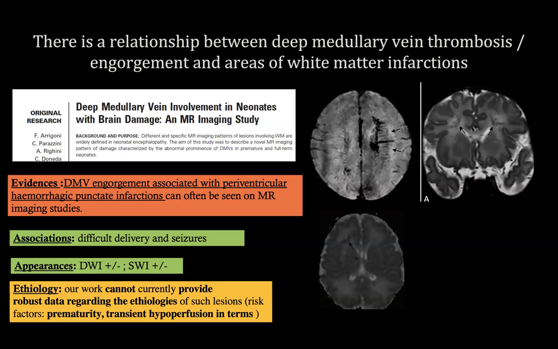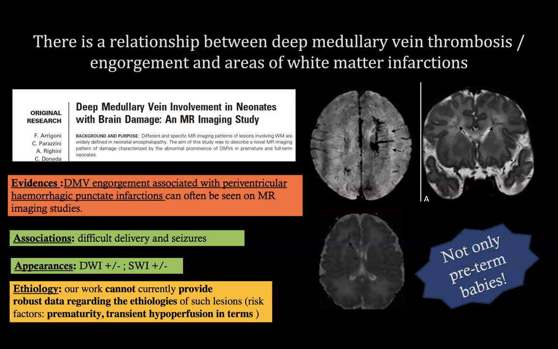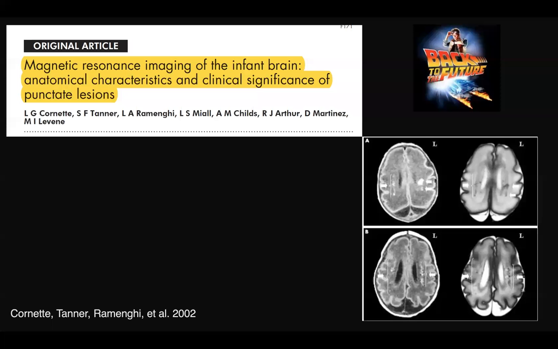So, just to recap, there is an association with deep medullary vein thrombosis and engorgement, and we can see this engorgement as linear abnormalities in association with punctate foci of abnormal signal in the neonate. So remember, they stress this fact that not only preterm babies, as initial reports suggested, are susceptible to this punctate white matter lesion, but also term babies. So we are starting slowly to put together the pieces of a very complex puzzle that I will recap at the end of this lecture.